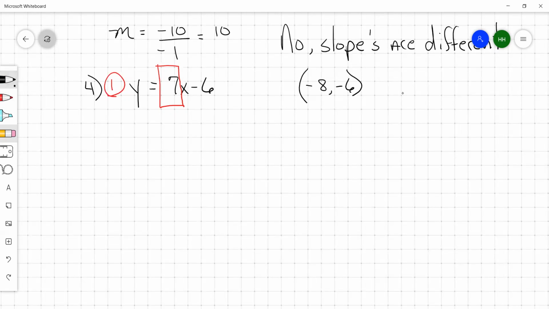That's parallel to it. So if it's parallel to it, it has to have the same slope. So the slope of this line is equal to 7. They want it in point slope form. So here it is, y plus 6 equals 7 times x plus 8. All right, point slope form, it's parallel to the given line. It has the same slope, and it goes to the point -8, -6.